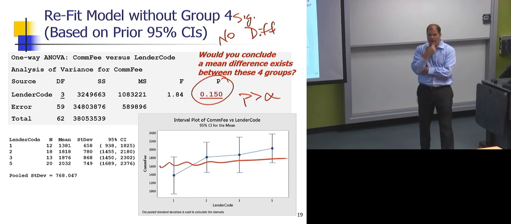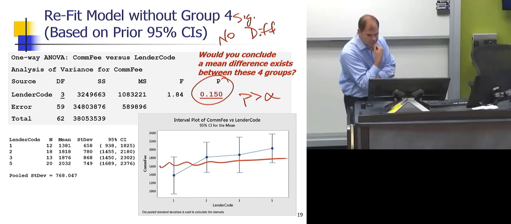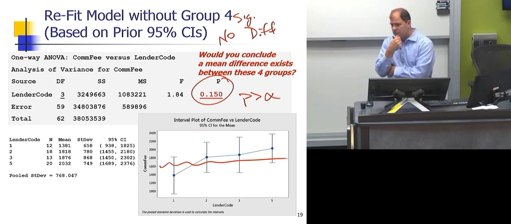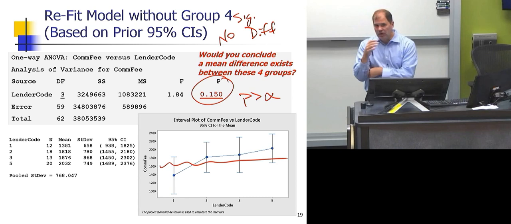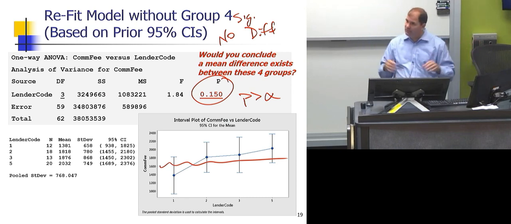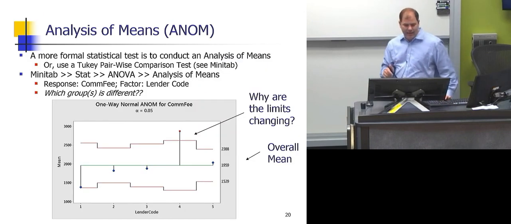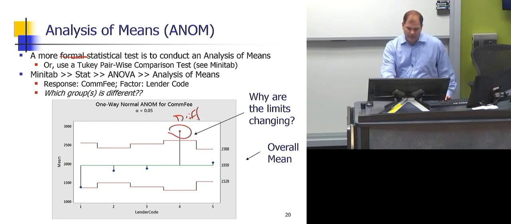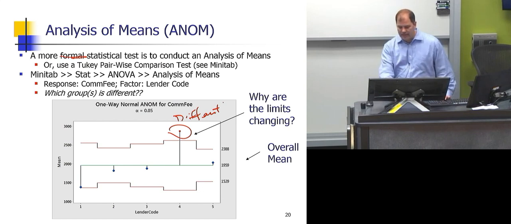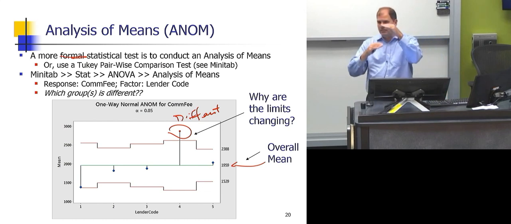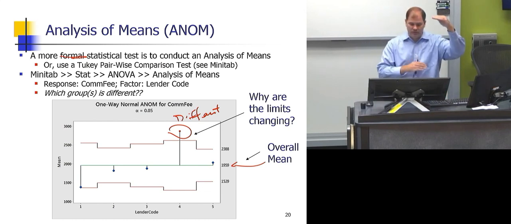Then people want us to quantify that. How do you think I could quantify how much different? I'm going to do a mean difference between 1, 2, 3, and 5, and 4. As an aside, a more formal test would have been to do an analysis of means. You will see this shown here, and this one is showing up as different. When I do this test, you'll notice that the green line is the overall mean, and then the red line become these intervals, confidence intervals.